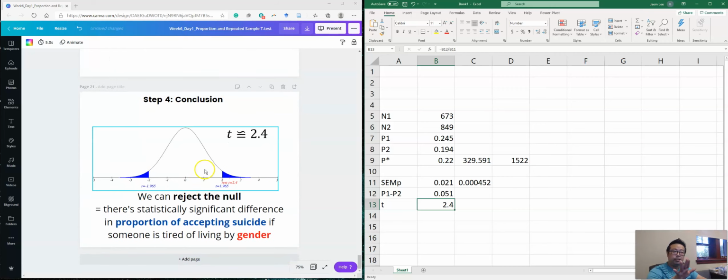In this graph, we can see that our t value is inside of the shaded area. It means that we can reject the null. So there is a statistically significant difference between the proportion of accepting suicide by males and the proportion of accepting suicide by females. We can conclude that males are more likely to accept suicide if someone is very tired of living.